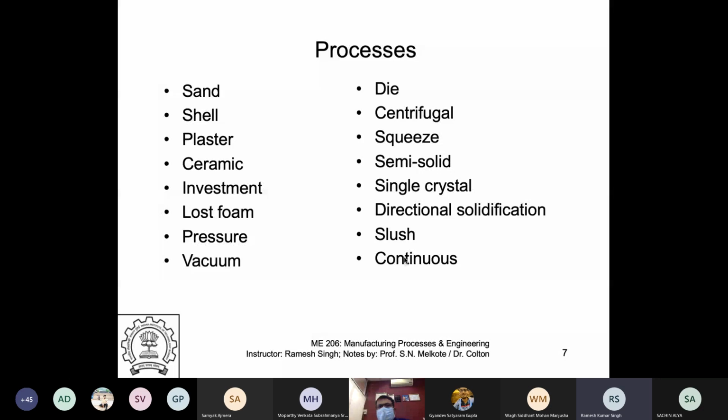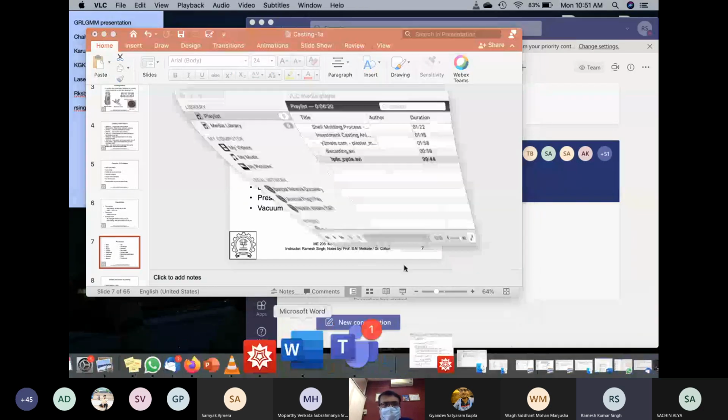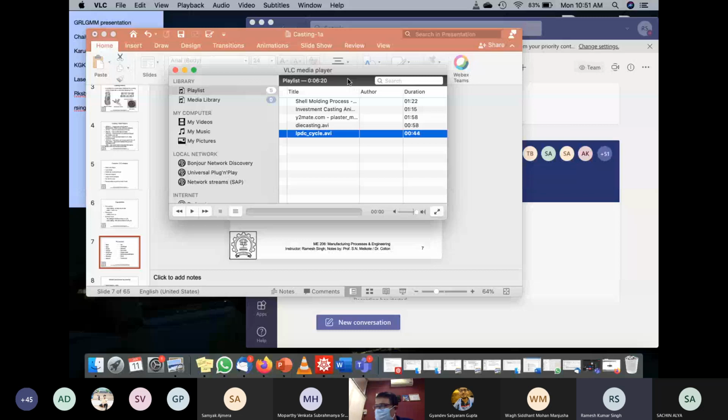So these are some of the processes which are there. You have sand casting, shell casting, plaster casting. What I will do is show you some videos of these processes. So sand casting, you all know, right?